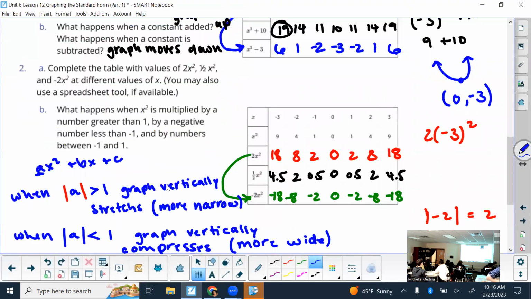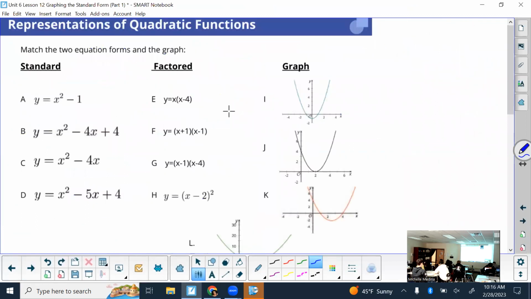All right, we're almost done. We have a card sort to kind of end it. So one person from each group, you'll come get the cards from the back table, they're paper clipped. You're going to have essentially 4 groups. You're gonna match the standard to the factored to the graph. So at the end, you should have 4 piles of things that all mean the same thing. Questions? Okay.